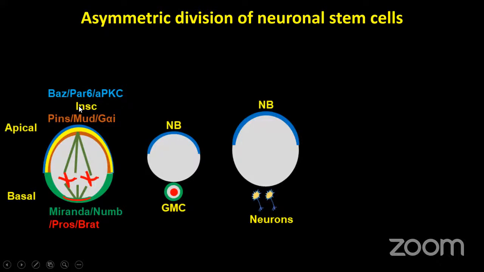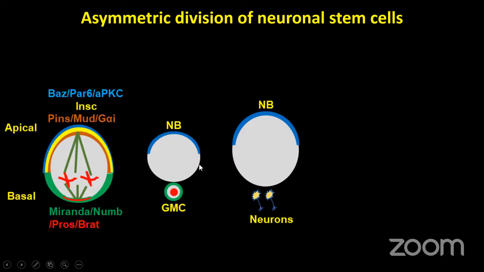And these other proteins actually define the plane where the cleavage furrow for cytokinesis should be. And then at the basal side we have these proteins Miranda, Prospero and Brat. Especially Pros and Brat are called cell-fate determinants. So what are cell-fate determinants? These proteins decide that the basal cell after division should start expressing genes that will later give rise to neurons or glia. So now once this cell divides, here is the plane of division.